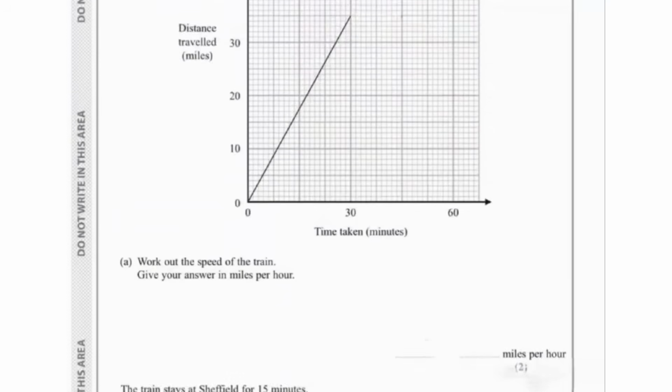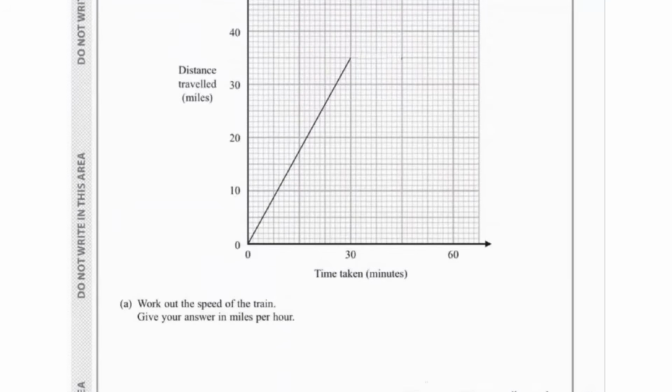So the train stays at Sheffield for 15 minutes. Show this information on the travel graph. If it's staying at Sheffield for 15 minutes, that means it's going to be a straight horizontal line because there's no distance being covered, which means the train is at rest. So 4 squares equal 30 minutes, which means half of it, 2 squares, will be 15. So you just draw a straight horizontal line for the next 2 big squares. That is your answer.